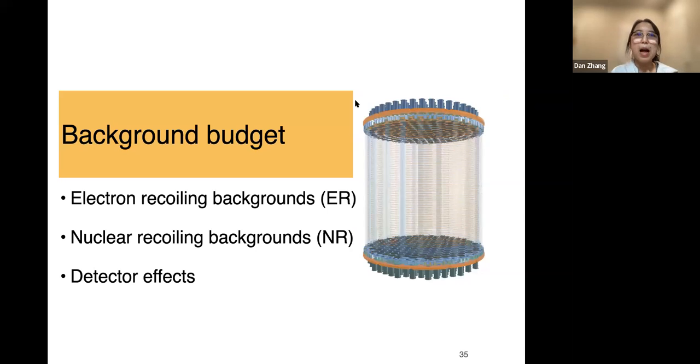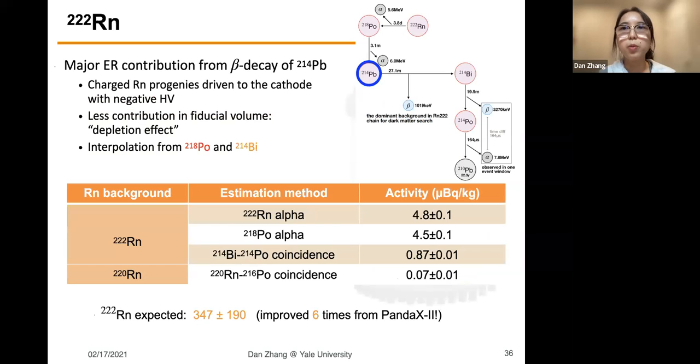And so the background budget at the low energy end can be separated into three main parts. As I just already said, we expect to have betas as electron recoil backgrounds, and neutrons, which are used to calibrate our signals, are just very similar to our signals, besides the little difference in the energy spectrum. And we also expect to have some backgrounds because of the detector effects. So let's get started with the ER backgrounds part.